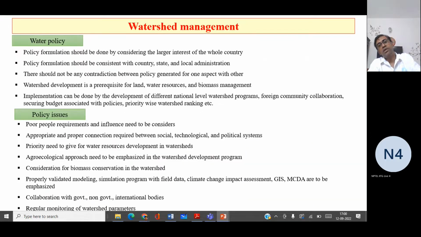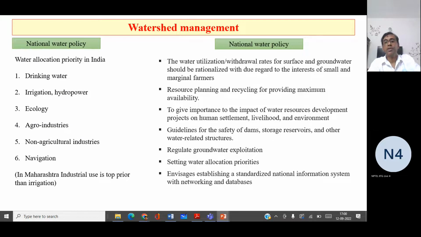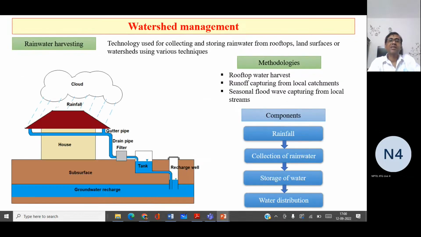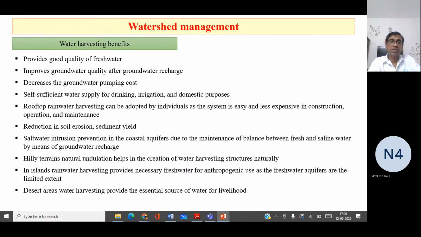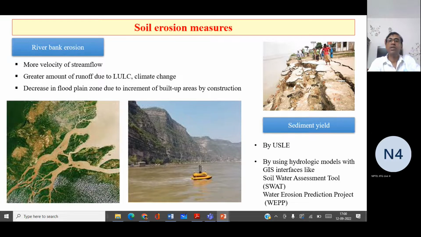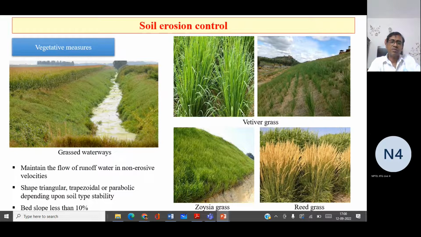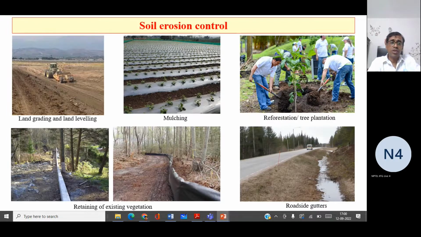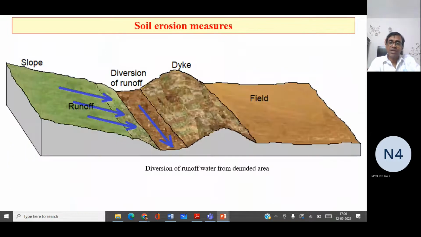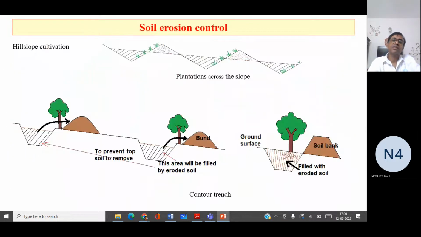So then after that, we went into the different policy aspects, water policies, the national water policy. We looked at rainwater harvesting, also water harvesting principles, soil erosion measures, how soil erosion can be regulated. We discussed various technologies, some of them biological, some physical. I'm sure that you recall all those aspects.